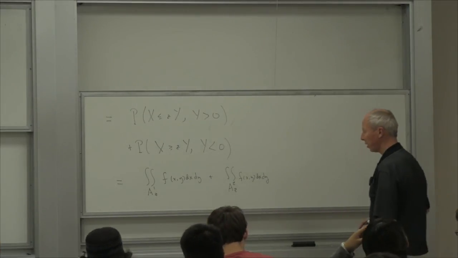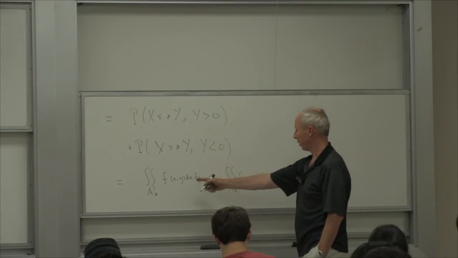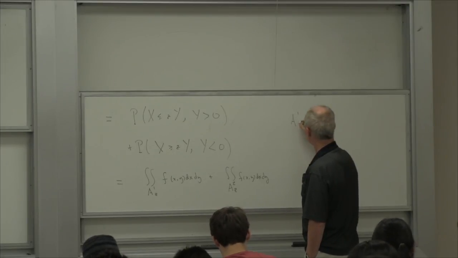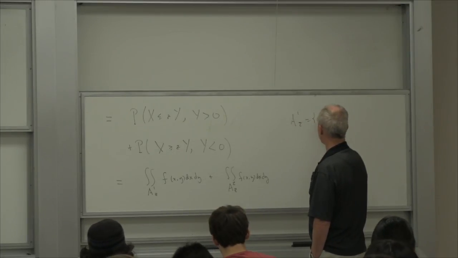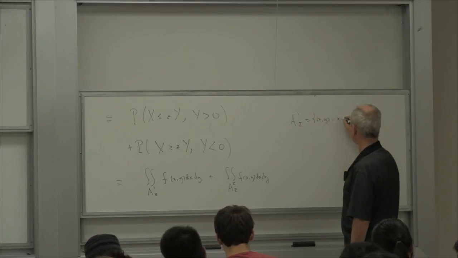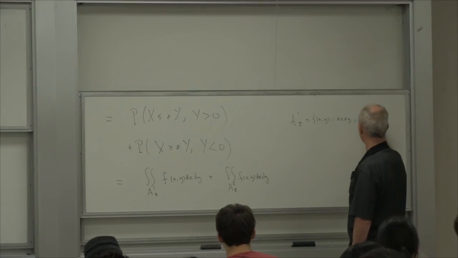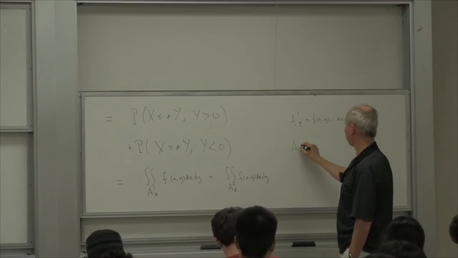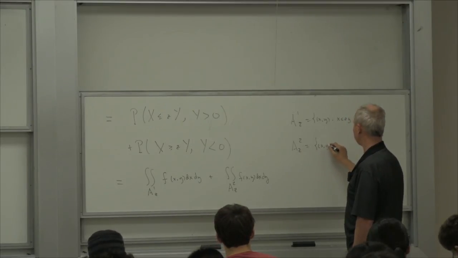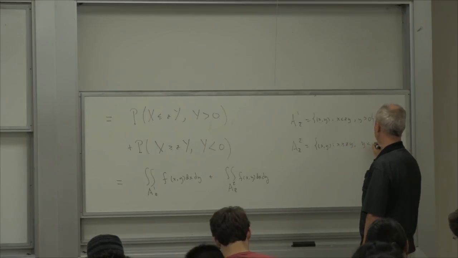And if they have joint density, capital or little f, then I would write this probability as an integral like that, and this probability is an integral like this, where A1 is a set of pairs x, y, such that little x is less than or equal to z times little y, and little y is bigger than 0. And A2 is a set of pairs x, y, such that little x is bigger or equal to zy, and y is less than 0.